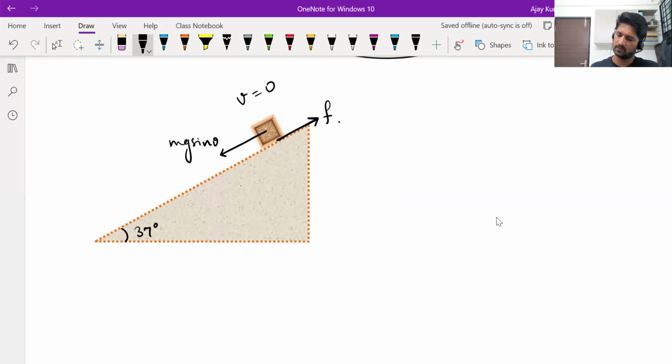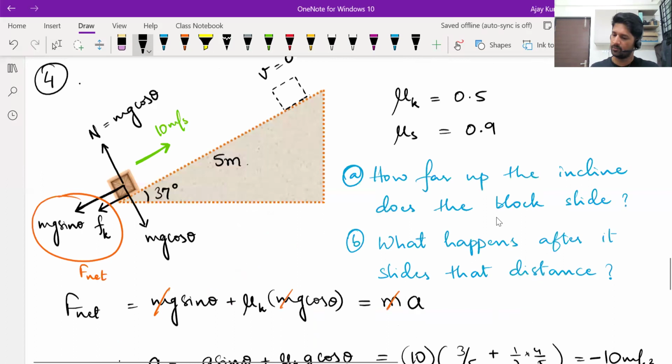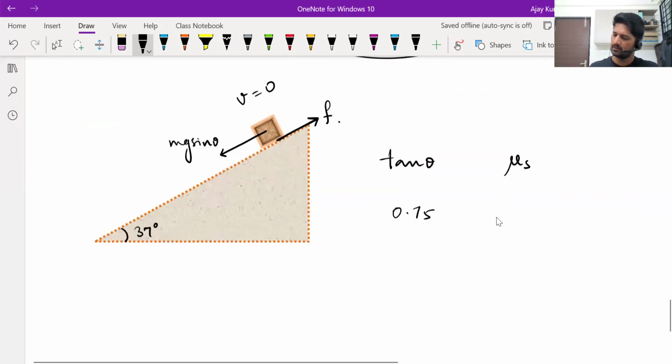Tan theta is less than mu s, sir. You have to compare tan theta and mu s values. Theta is 37 degrees, tan 37 is 0.75. Mu s given in the problem is 0.9. Since mu s is 0.9, quite high, static friction will be sufficient to prevent sliding. Once it stops, static friction will come into play. Maximum static friction will be more than the value of mg sin theta because mu s is more than tan theta. Therefore, the block will not slide down after it reaches that maximum distance.